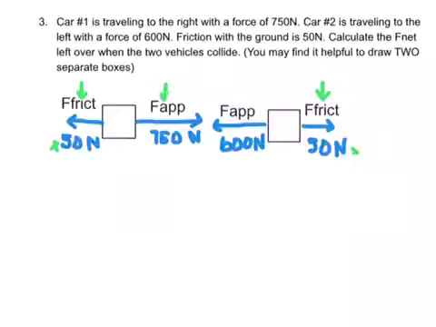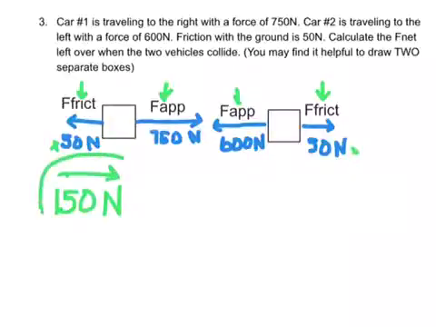Now if we look at our applied force, we have 750 newtons going to the right, and we have 600 newtons going to the left. Because they are going in opposite directions, that means that we subtract. So we get a total of 150 newtons. Because the applied force is stronger at 750, the object is going to be moving to the right.